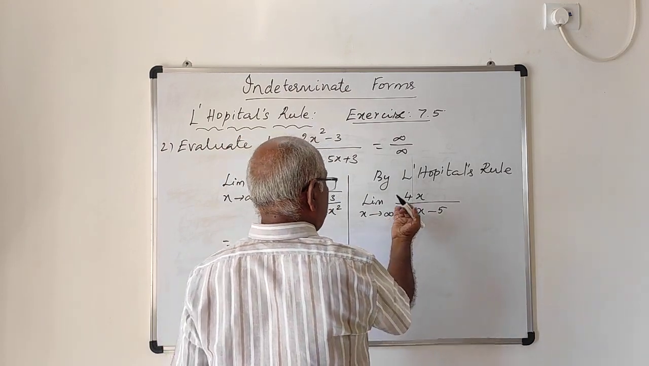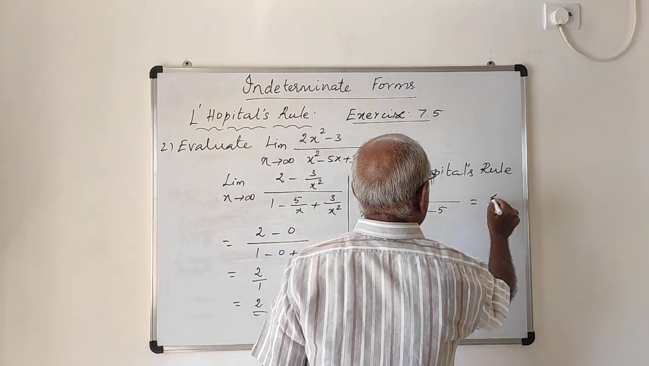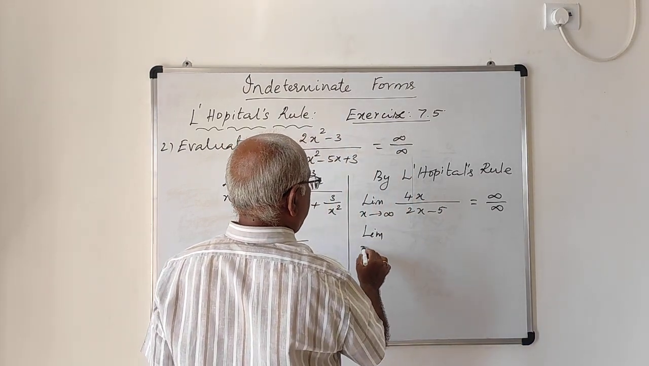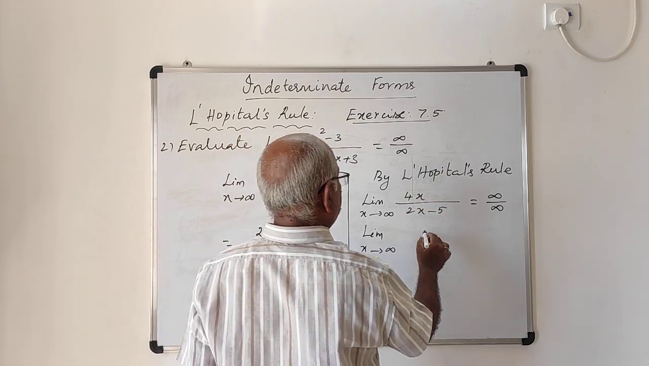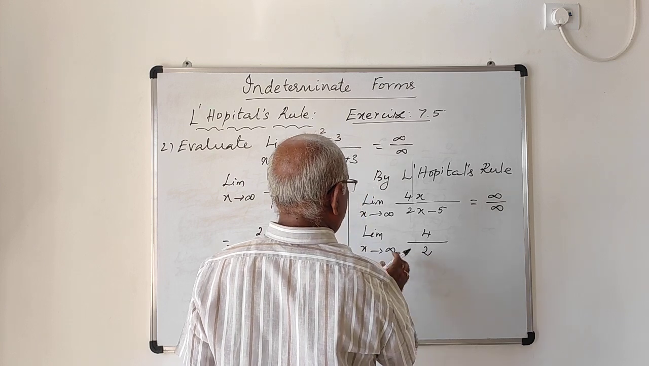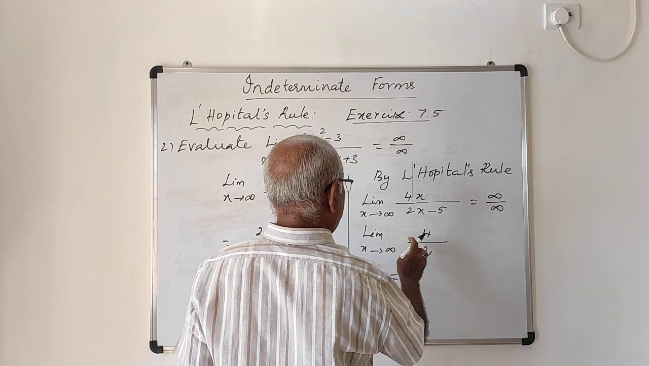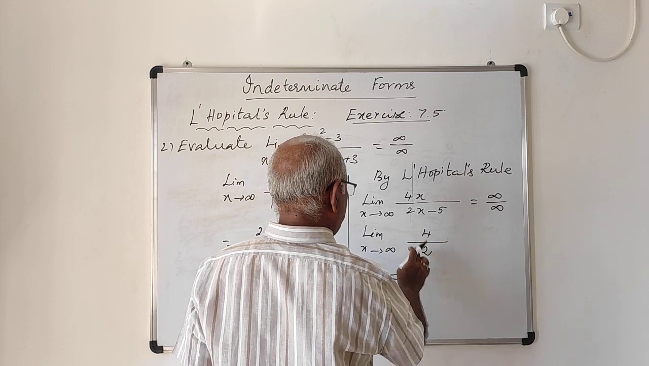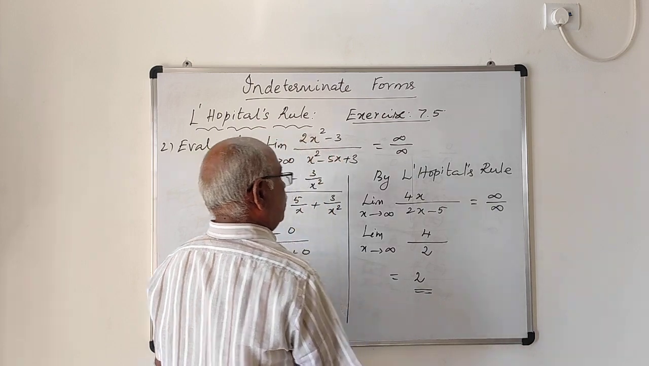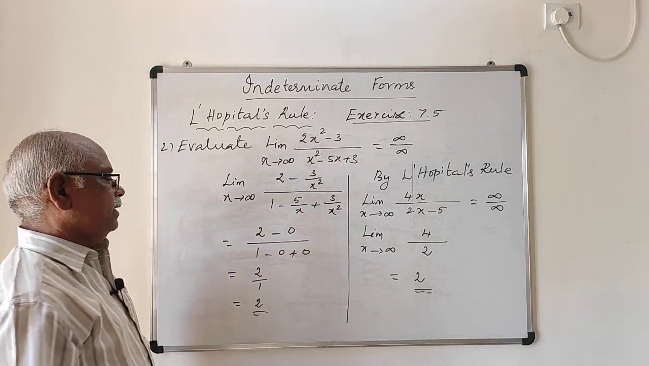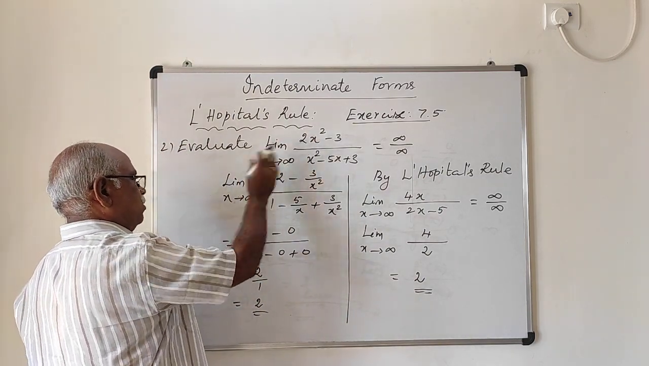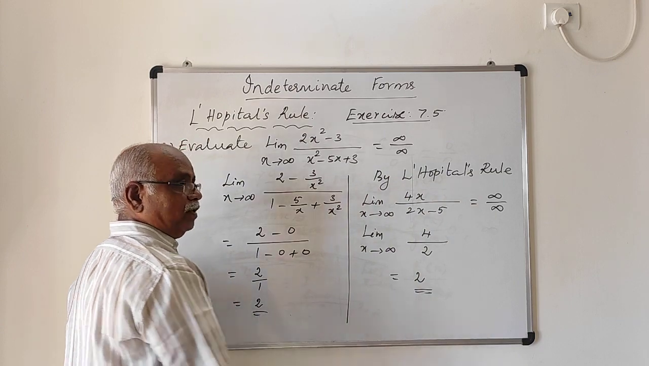Now you apply the limit, and as x tends to infinity it is again infinity by infinity. It is again an indeterminate form. Again by Hopital's rule, the derivative of 4x is 4, by the derivative of 2x, which is 2. There is no x term here, so we need not apply the limit; it is a constant, 4 by 2 is 2. So applying Hopital's rule also, we get the same answer. By dividing numerator and denominator by x², or otherwise by Hopital's rule, you will get the same answer.